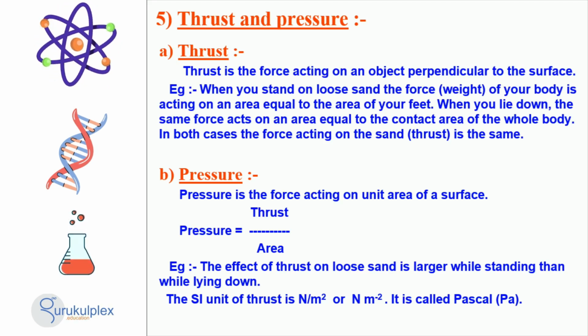When standing on loose sand, the weight of a person's body acts on an area equal to the size of their feet, whereas when lying down, the same force acts on an area equal to the contact area of the entire body. In either case, the force acting on the sand is the same. However, the effect of thrust on loose sand is greater when standing than when lying down. The SI unit of pressure is Pascal, or N per square meter.